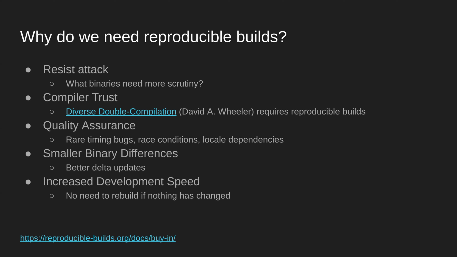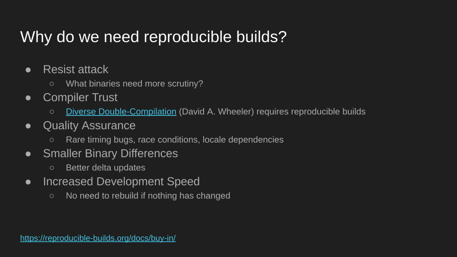It allows us to have more trust in our compiler. There's a good paper called Diverse Double Compilation about that, but it does require reproducible builds in order to work. Also, for quality assurance purposes, we want to know that the binary that we're shipping to our customers was at least really close to, but ideally identical to, the binary that we tested before we released it. And so we'd like it so that every time we build something, we get the same thing every time.